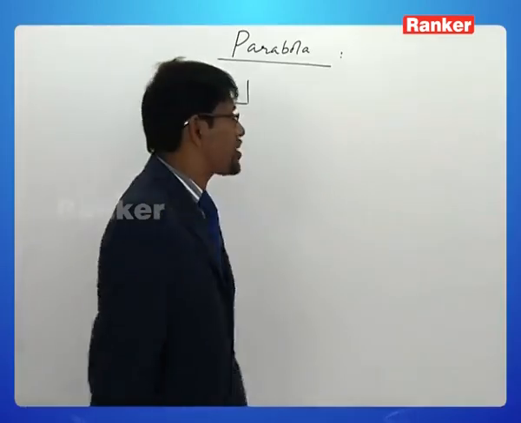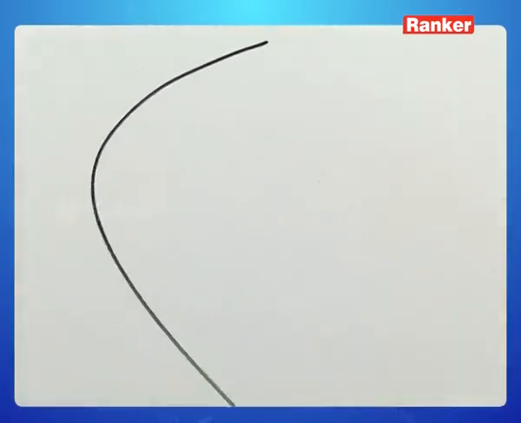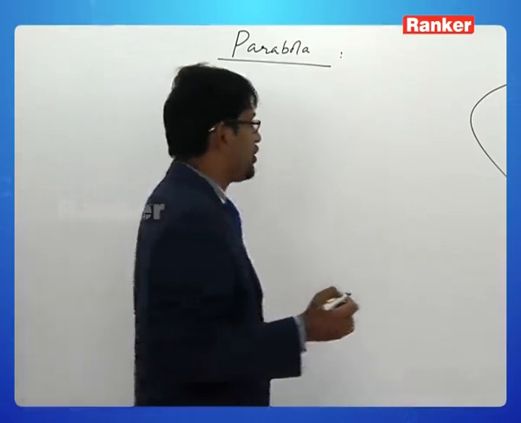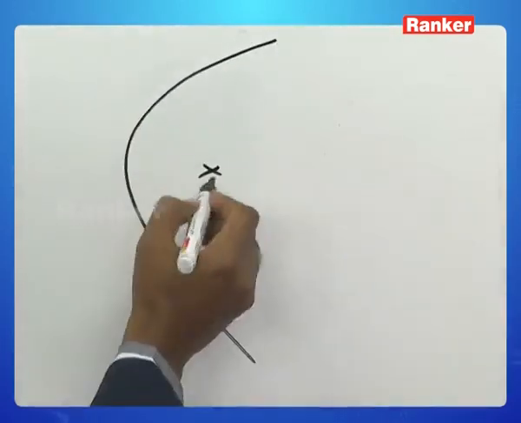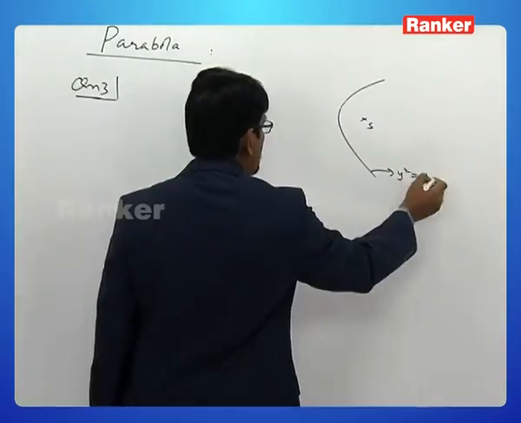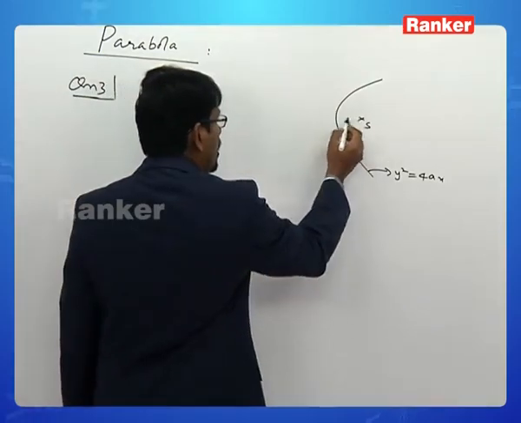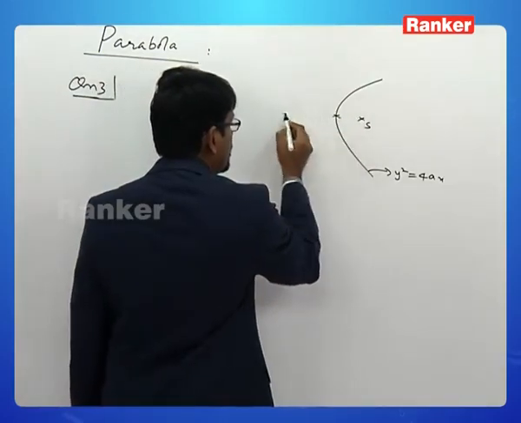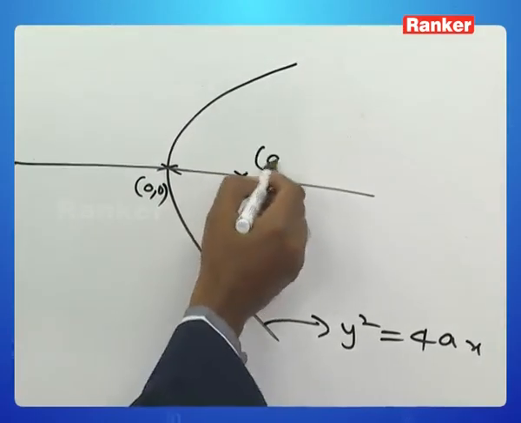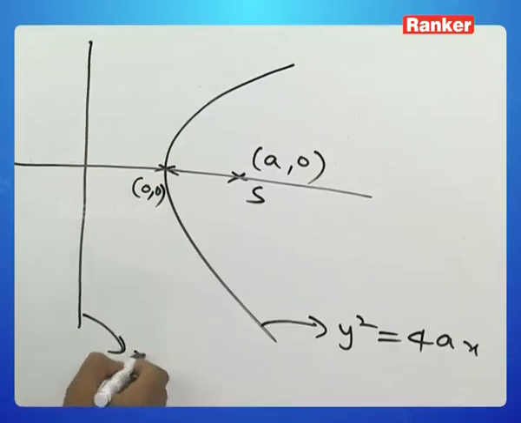Okay, let's have a look at this. Again, let's go to the standard parabola and observe the relation between the distance between the focus and the directrix and the length of the latus rectum. For the standard parabola y square equal to 4ax, we know that the vertex is the origin, the focus is (a, 0), and the directrix is x equal to minus a.